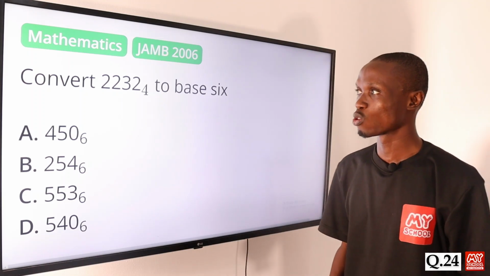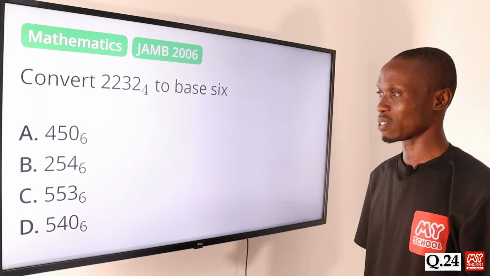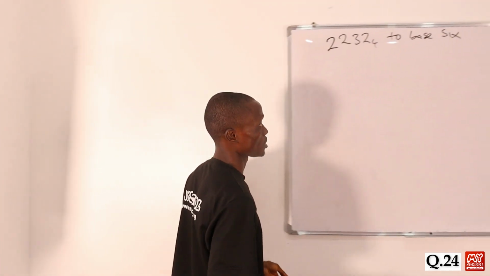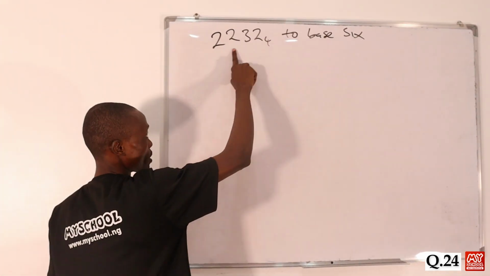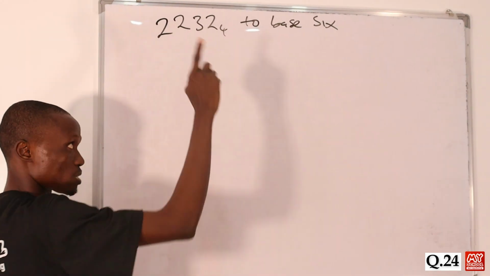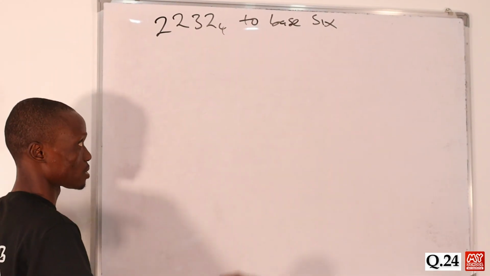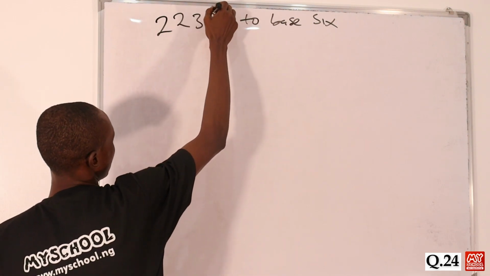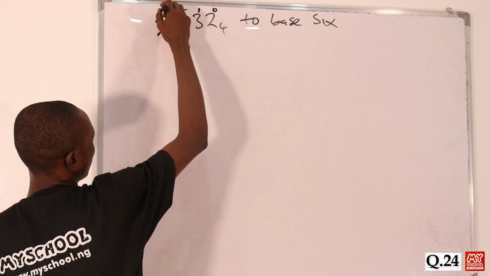Question 24. Convert 2232 in base 4 to base 6. So let's move over to the board to provide answer to this question. So first thing first is to first of all convert this number in base 4 to base 10. Then thereafter convert it from base 10 to base 6. Okay, so if I want to convert this to base 10, here will be 0, here will be 1, here will be 2, here will be 3.